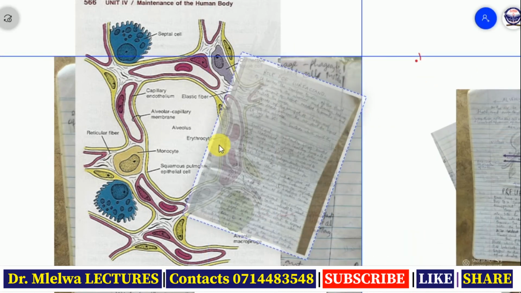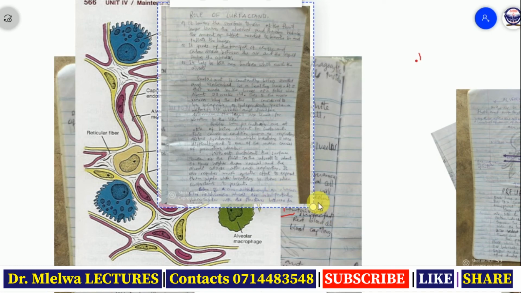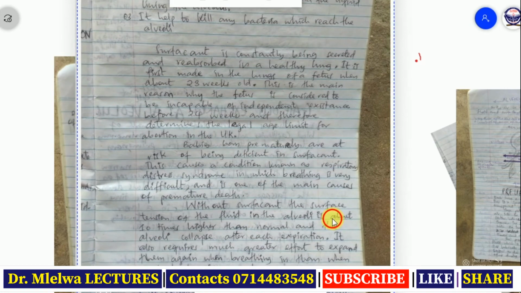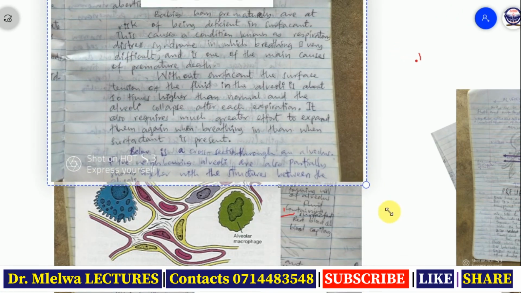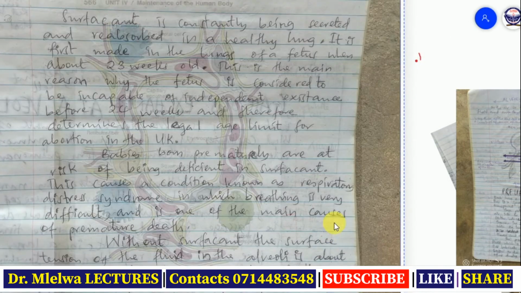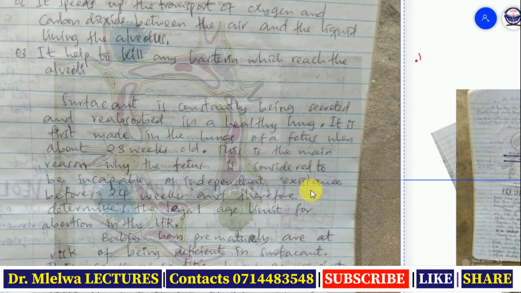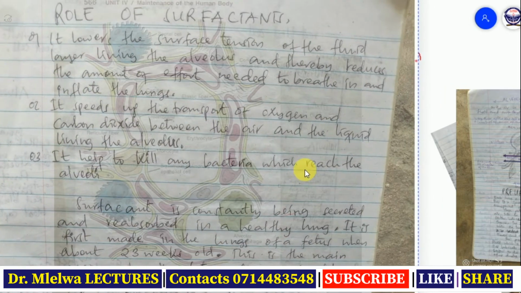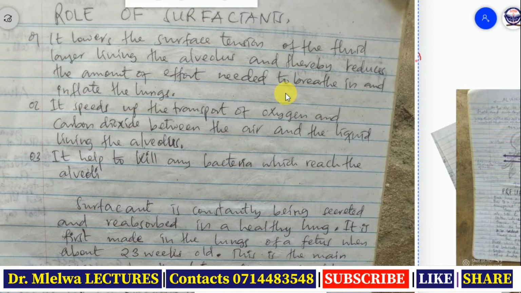Now let's see about the role of surfactant, and then we will move to the process of gaseous exchange at the alveoli. Surfactant is the fluid which tends to decrease the surface tension for gaseous exchange in the lungs. So what we are saying about surfactant is that firstly, it lowers the surface tension. That is the first role, the major one. It lowers the surface tension of the fluid layer lining the alveolus, and thereby reduces the amount of effort needed to breathe in and inflate the lung.